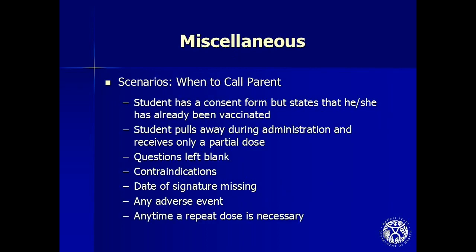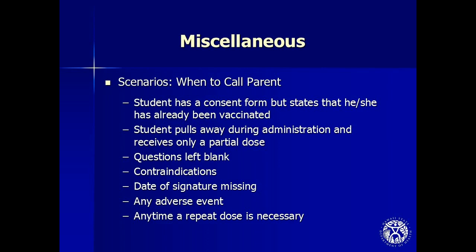In what situation should a parent be called? If the student has a consent form, but states that he or she has already been vaccinated, contact the parent to confirm. If the student pulls away during administration and receives only a partial dose, contact the parent to ask if they would like you to attempt vaccination again. If you are unable to contact the parent, do not revaccinate.